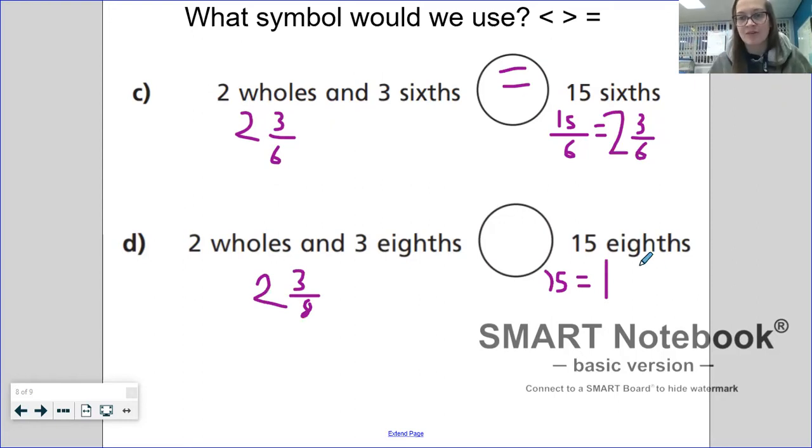So I've got 8/8, and I've got to get to 15/8. So I go 8, 9, 10, 11, 12, 13, 14, 15, 7. So I've got 1 and 7/8. So I can see that 2 wholes and 3/8 is greater than 15/8.